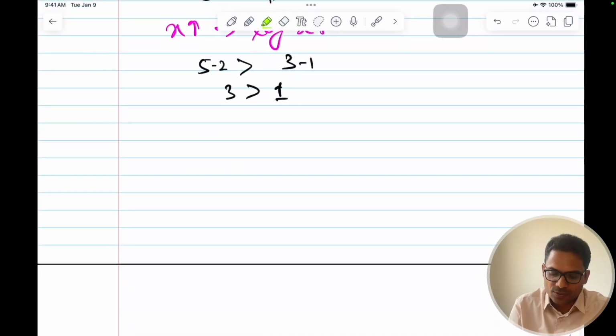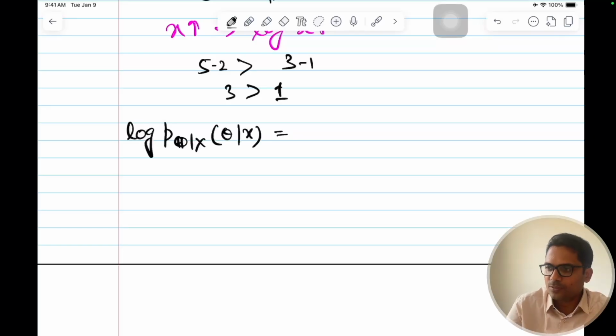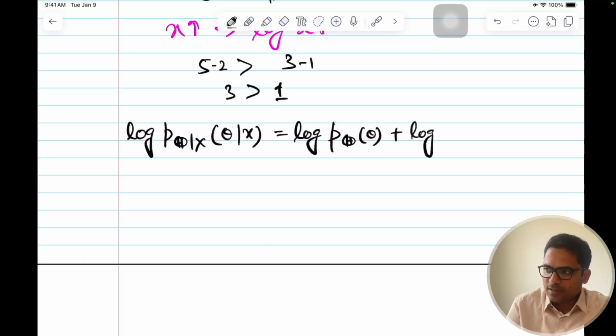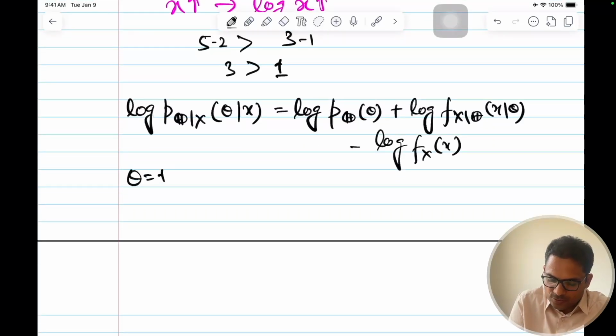So let's move on. How do we do it? We have two values and we want to calculate at two points. Log of probability of theta given x is equal to log of p_theta of theta plus log of f of x given theta minus log of f_X of x. We will put theta equal to 0 and evaluate it at theta equal to 1.